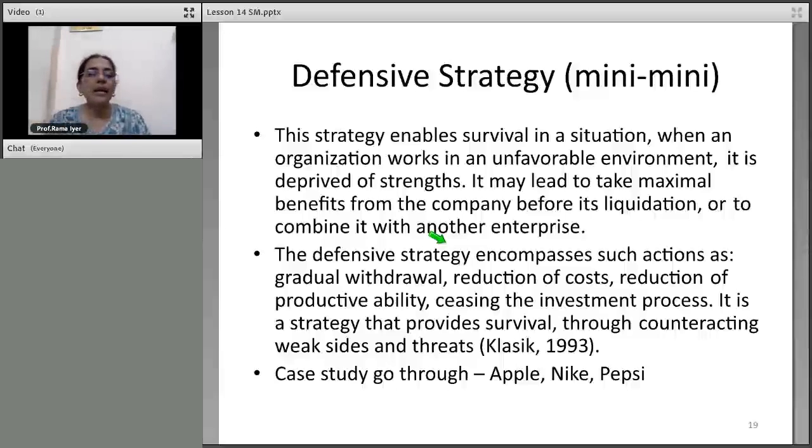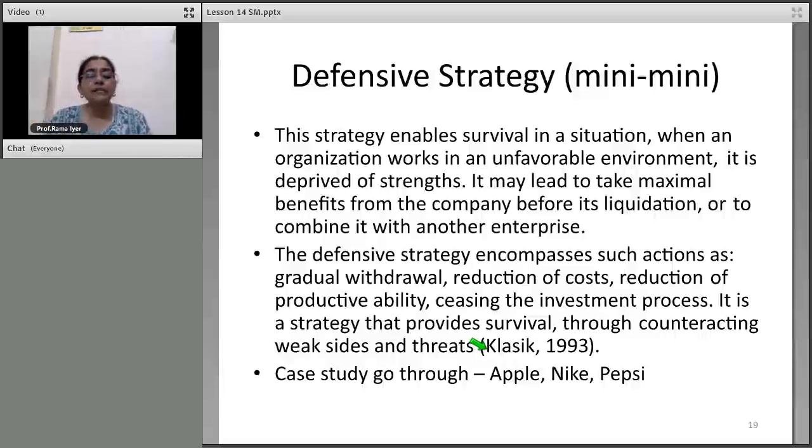Okay? And your defensive strategy is when you have to survive in that situation, right? So when an organization works in an unfavorable environment, is deprived of strengths, what will happen? It may lead to taking maximum benefits from the company before its liquidation, or it may need to go with another organization. So gradually you're withdrawing, you're reducing cost, reducing productive ability, etc.